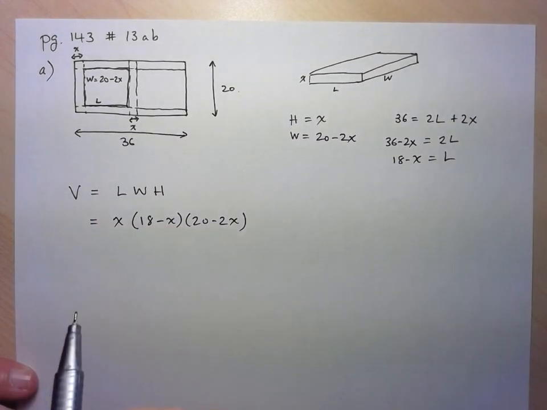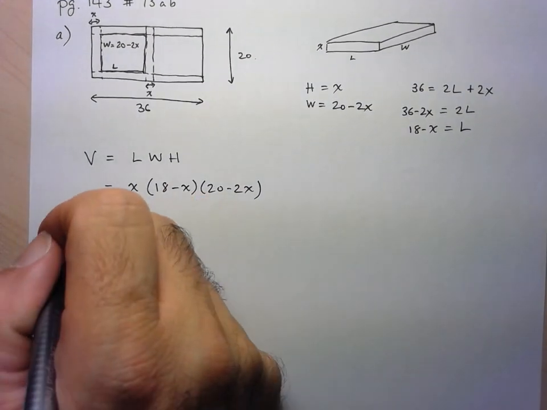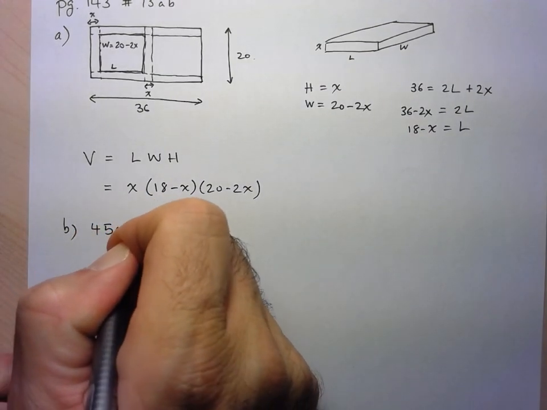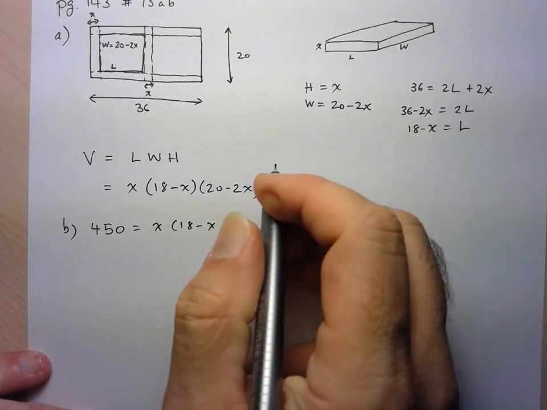Okay, so let's move on to part B, and they want us to determine the possible dimensions of the box if the volume is to be 450. So now in B we're just taking this model that we found and inputting 450 for the volume.